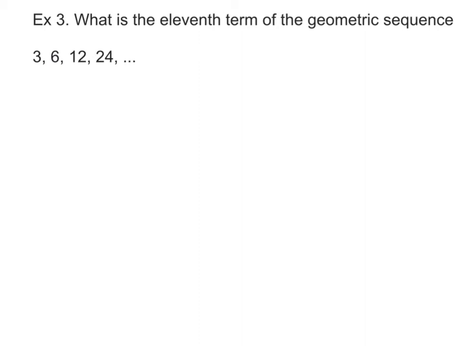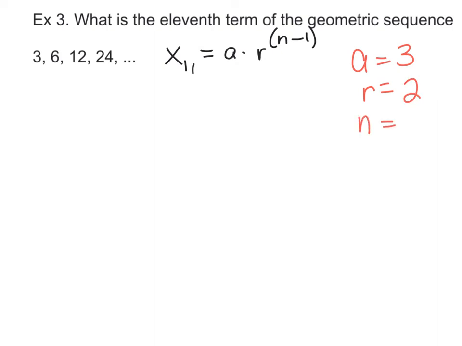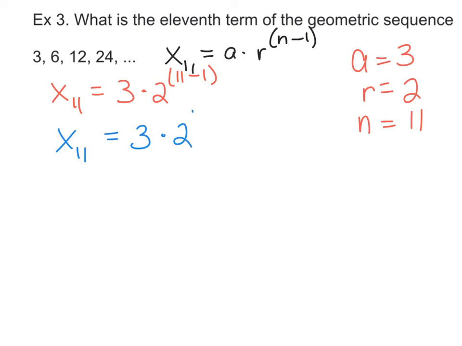All right, last example for geometric sequence says, what is the 11th term of the geometric sequence? So again, my formula, X sub 11 is equal to A times R raised to the n minus 1. Label what each thing is. A, in this case, equals 3. R equals, look what's happening. They're being multiplied by 2 each time. And the n they're asking me is 11. So I could even write that down. So here, X sub 11 is equal to 3 times 2 to the 11 minus 1 power. So X sub 11 is equal to 3 times 2 raised to the 10th power.